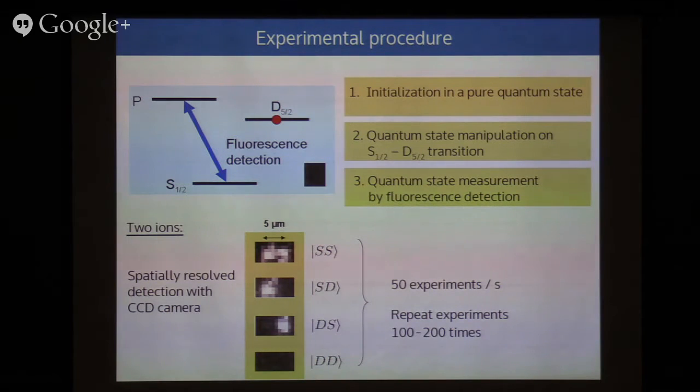Those are experiments with single individual quantum systems, so we need to gather statistics. A single experiment won't tell us a lot. So we repeat those experiments at a rate of roughly 50 experiments per second, and on the order of 100 to 200 times.